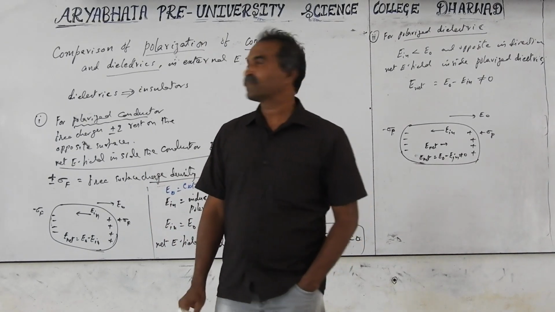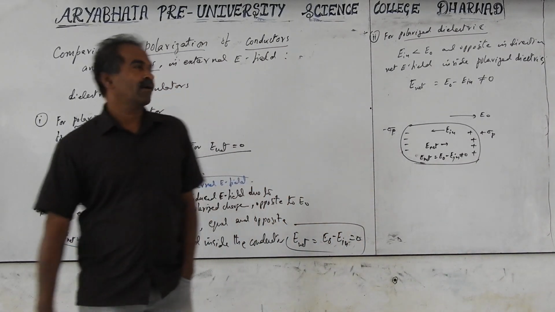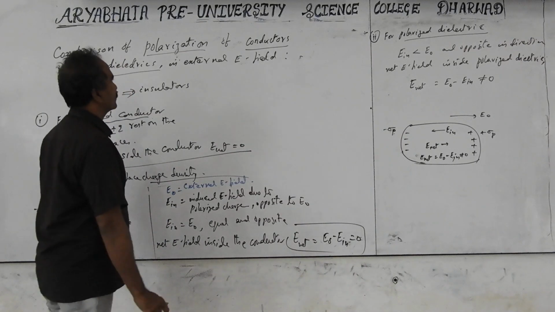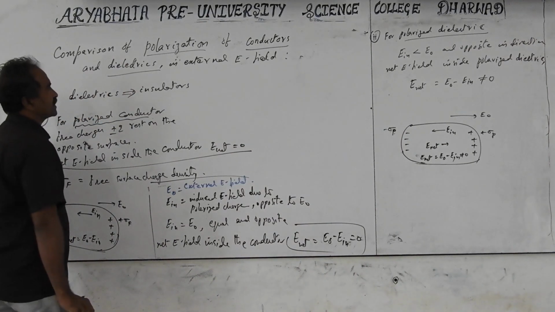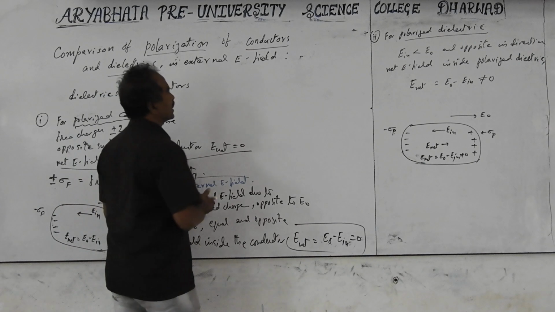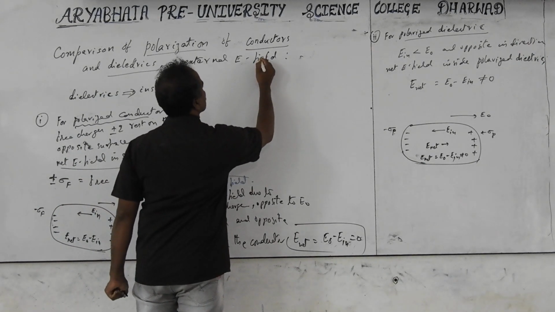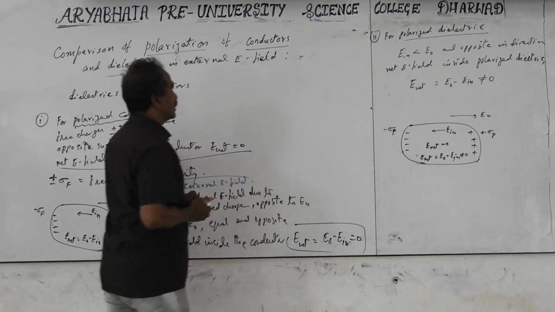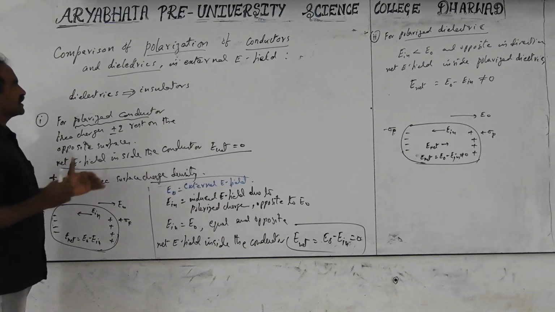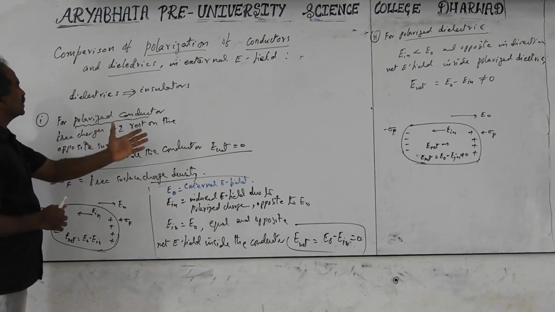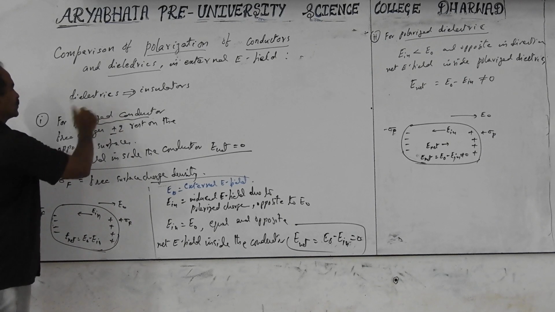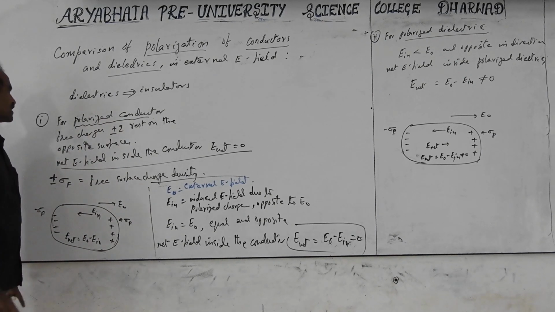Good morning, students. The comparison of polarization of conductors and dielectrics in the external electric field. Whenever you apply the external electric field, plus and minus charges get separated. But the separation method is different for conductors and insulators. Dielectrics means insulators only, like glass, plastic, etc.